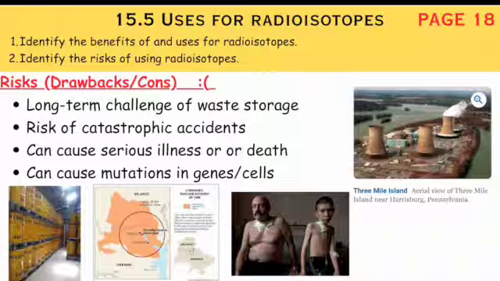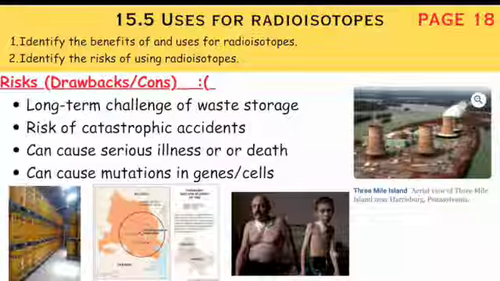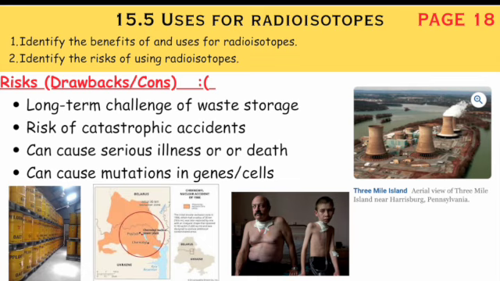There's also a risk of catastrophic accidents like what happened at Chernobyl or Fukushima. If a reactor's cooling system fails, it can cause a meltdown. Maybe you've heard of a nuclear meltdown or a radioactive meltdown before, but this releases massive clouds of radiation into the atmosphere, which is not good.